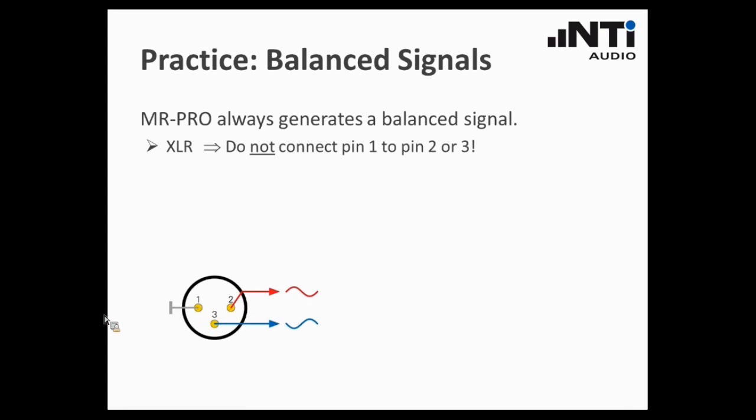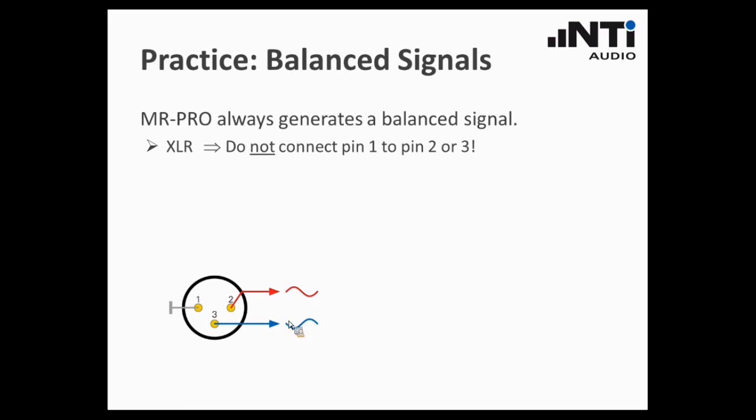Let's start with the XLR. Here you see the sketch, the pinning of the XLR, pin 1 to connect it to ground or to shield, and 2 and 3 are the live and the return signals. So this is the balanced signal. Balanced signals have the big advantage that they are more rugged, they are more robust against external disturbances or interferences.